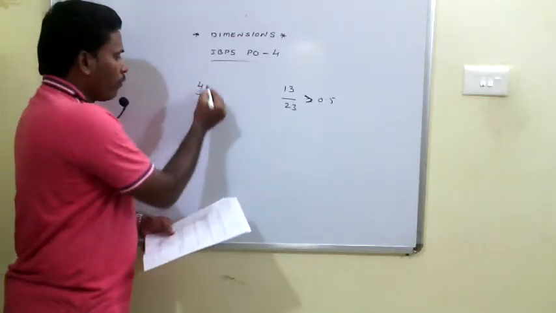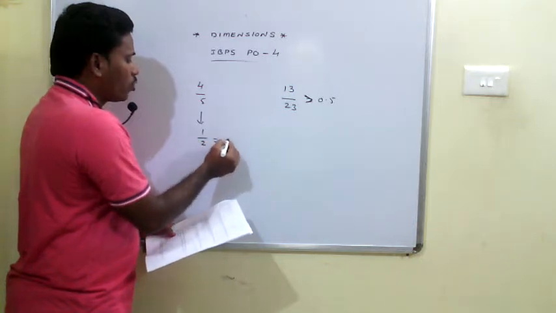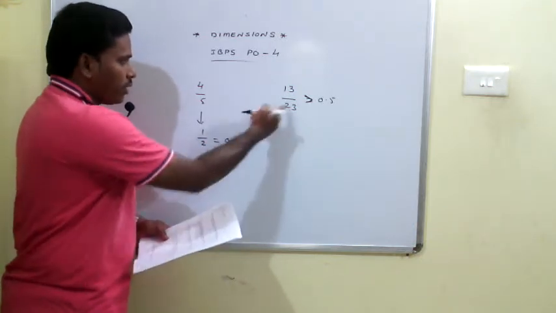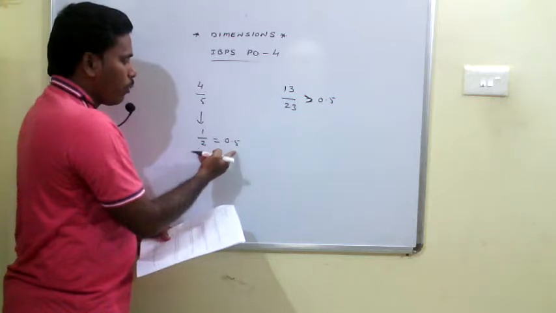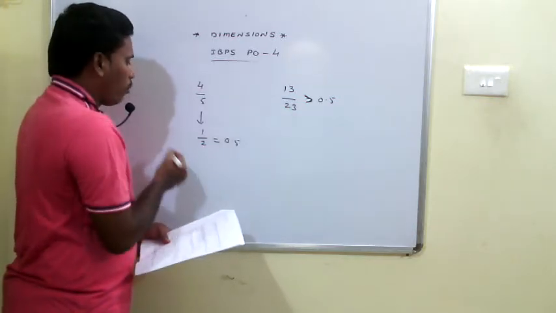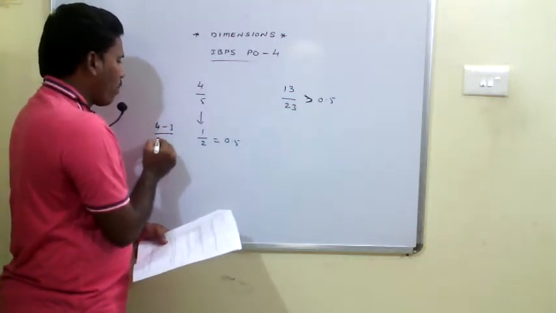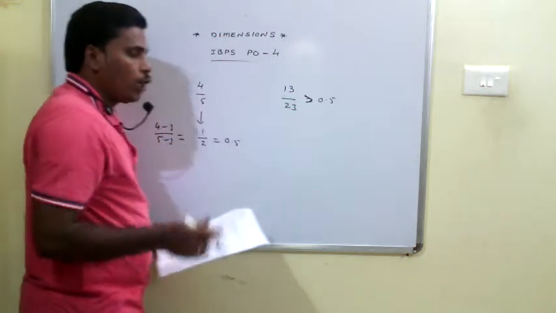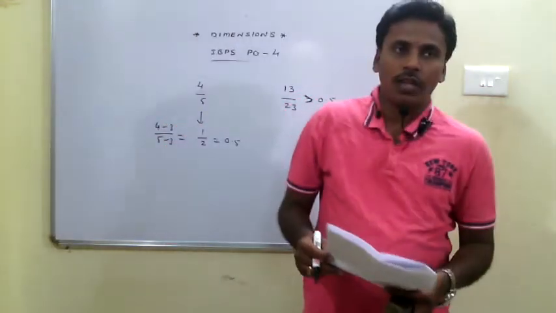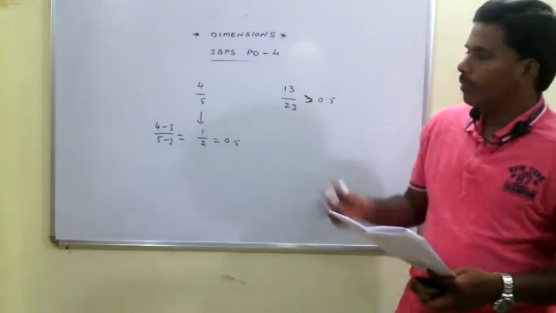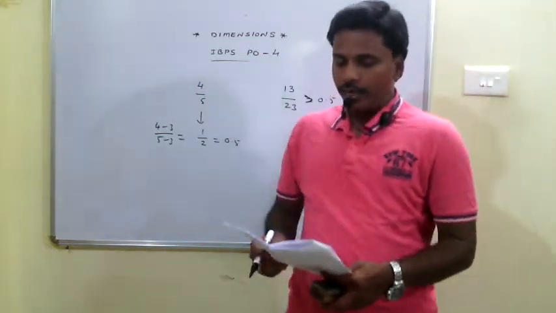If you remove 3, 4 minus 3 is 1, 5 minus 3 is 2, clearly 0.5. So this is greater than 0.5, this is 0.5, surely this value is less than 0.5. So we get it like 4 minus 3 by 5 minus 3. So we need to subtract 3 from both the terms of the ratio to get a value which is less than 13 by 23. There ends the problem.